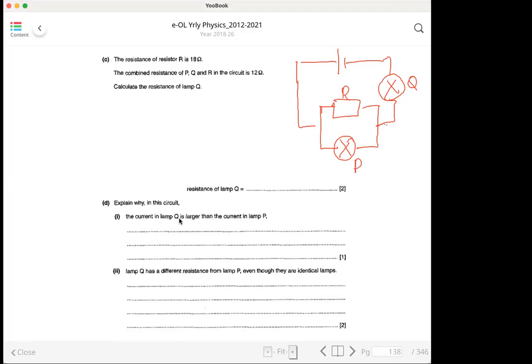Okay, this is a simple drawing. Okay, start doing. So for this, you need to talk about the current in R and the current in P. How are the current in P, Q, and R related? Okay, can you explain that?